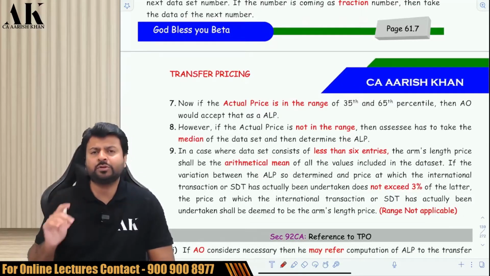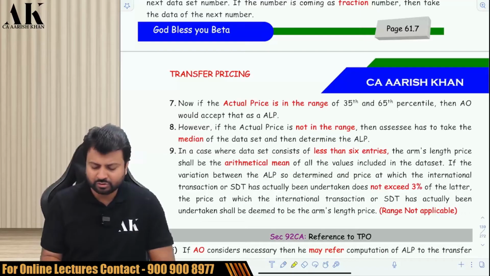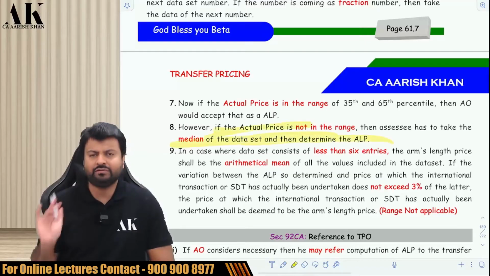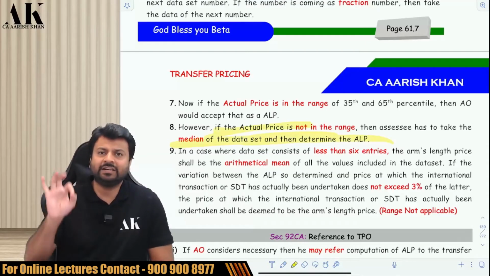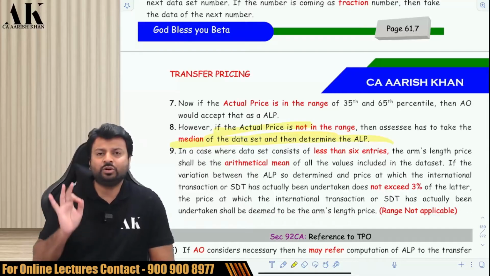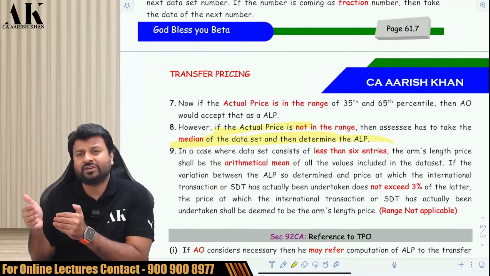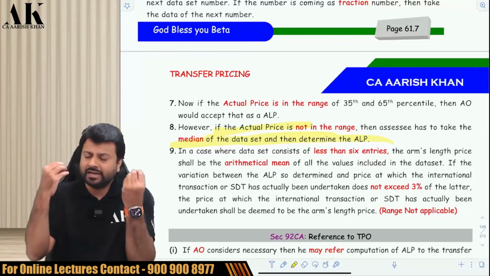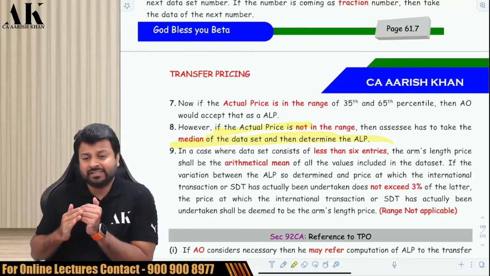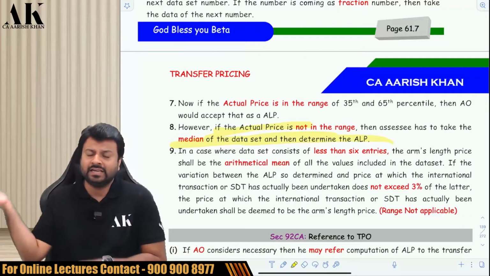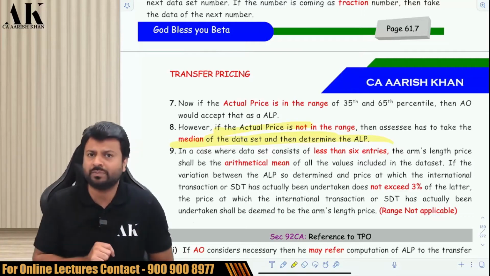The range concept is not applicable if the number of entries is less than 6. So what are you supposed to do in that case? You are supposed to merely take the arithmetic mean of all the prices. That's it. That will become your arm's length price. And you have to compare that with your actual price. If there is a difference of up to 3%, then you don't have to apply the arm's length price. If there is a difference of more than 3%, then only you are supposed to apply the arm's length price.